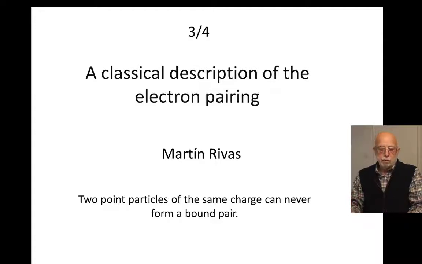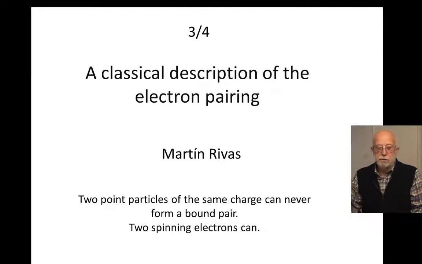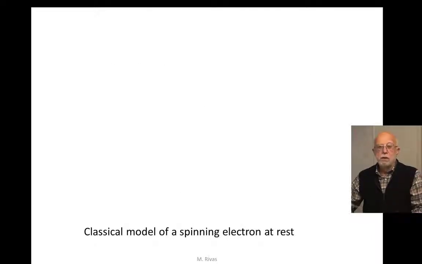But electrons are not point particles. Electrons are spinning particles, so that the spinless model does not describe that important mechanical property of the electron. What we can show is that 2 spinning electrons can form a bound state. Now the model we introduced in the first lecture of the classical spinning electron is this.